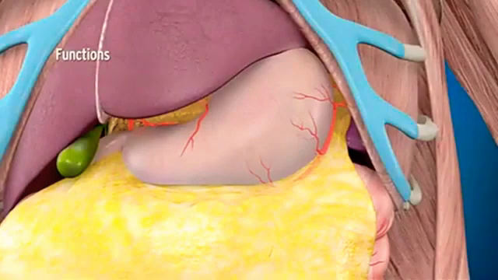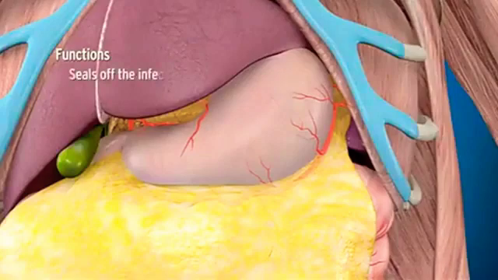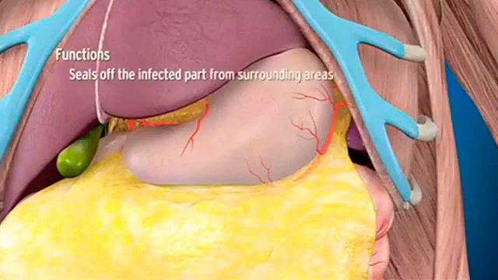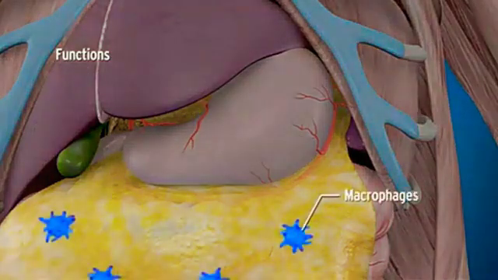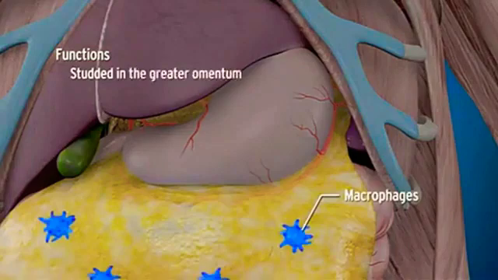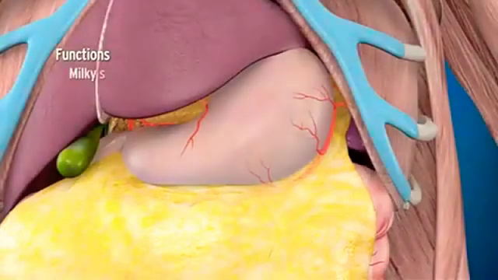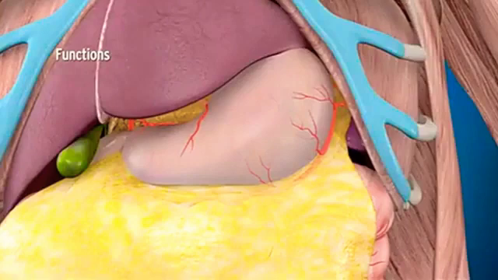When infection occurs at a particular site, the greater omentum moves to the site of infection and seals off the infected part from surrounding areas. This helps in prevention of spread of infection. Hence, the greater omentum is often termed as policeman of the abdomen. The macrophages are studied in the greater omentum. They form milky spots. They protect the peritoneal cavity against infection.